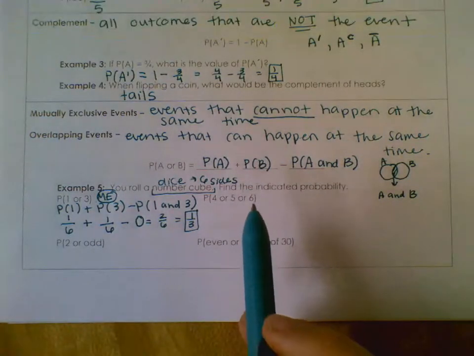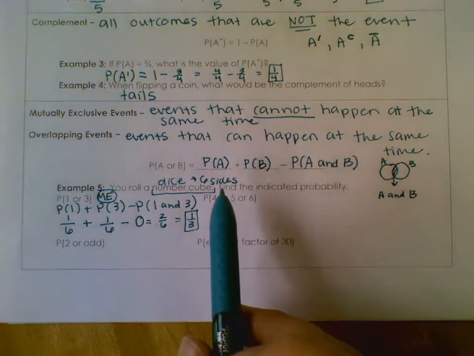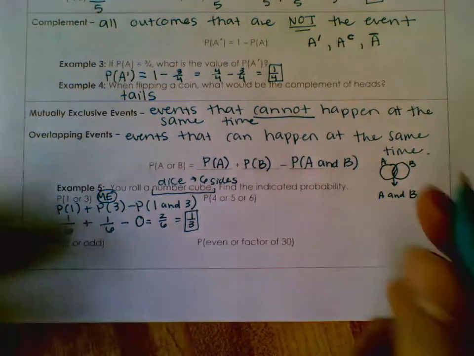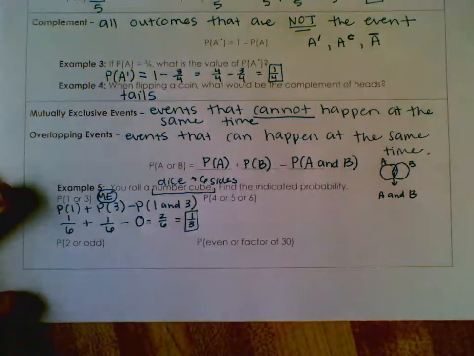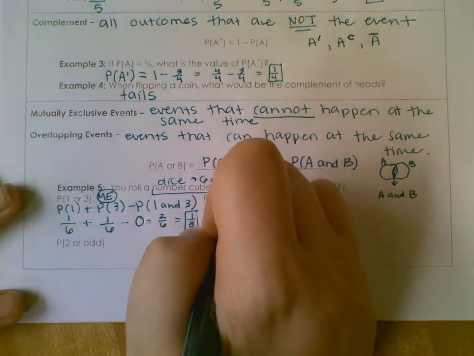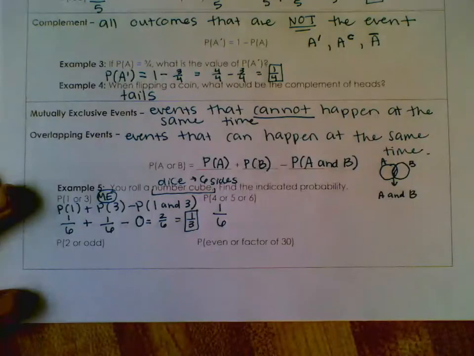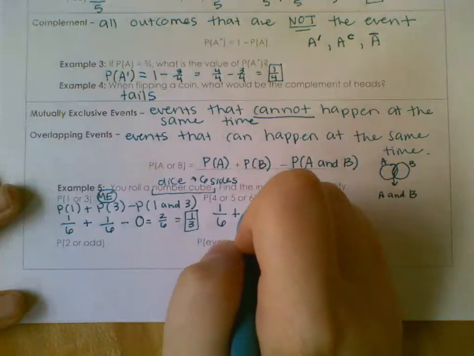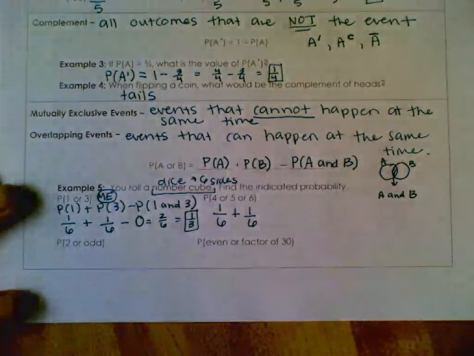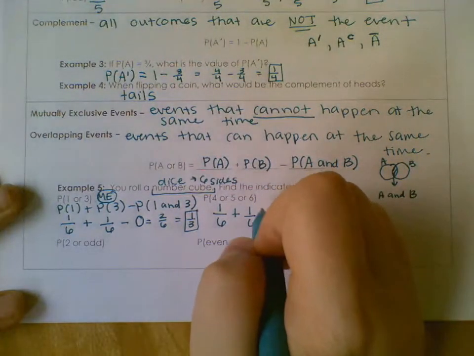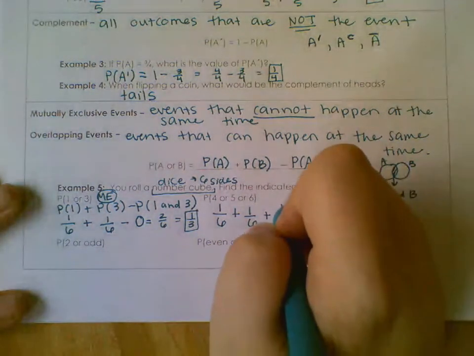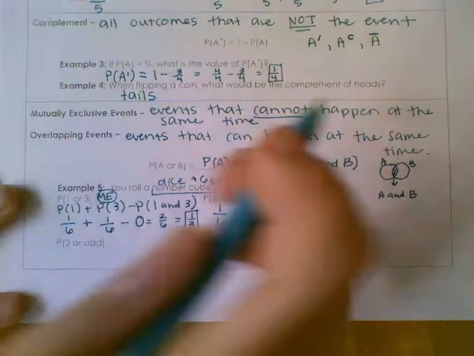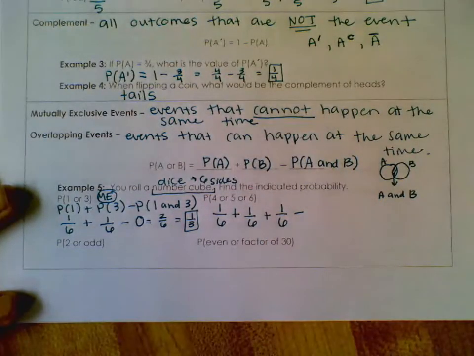Okay, now let's move on and let's try the next one. Here I want to find the probability of a 4 or a 5 or a 6. First, what's the probability of getting a 4? There is 1 four out of 6 numbers total. Plus, what's the probability of getting a 5? There is 1 five out of 6 numbers total. Plus, what's the probability of getting a 6? There is 1 six out of 6 numbers total. We are not done yet. Don't forget to consider that overlap.